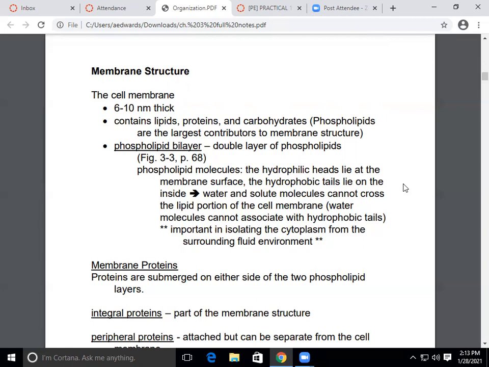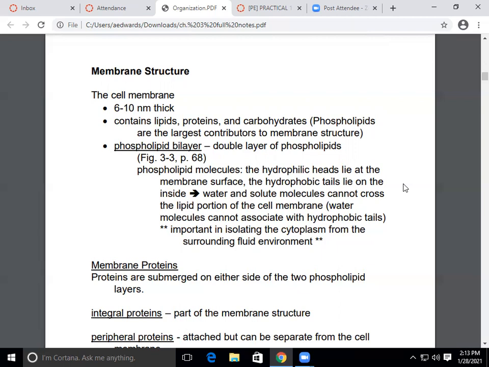Phospholipid molecules, and we studied this in chapter 2, have a polar head, or a hydrophilic head. It likes water, and it's on the surface of the membrane on either side. So it touches the outside of the cell, and then there's another head on the other layer that touches the inside. Those hydrophobic tails, those non-polar tails, are going to lie on the inside of your membrane.